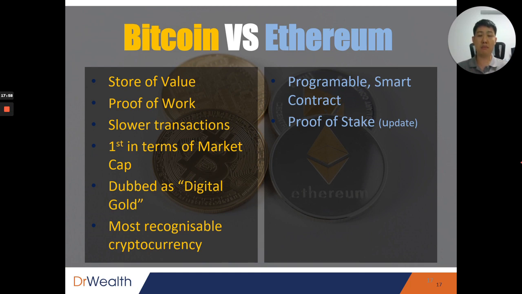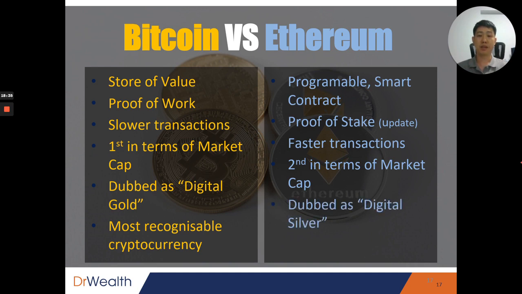So if you would like to find out more about the difference between proof of work and proof of stake, do share with me in the comments below and let us know, so that I will work on another video to share with you the difference between proof of work and proof of stake. As Ethereum is programmed and being upgraded, transactions are definitely going to be faster compared to Bitcoin. They are still number 2 in market cap, and after Bitcoin, usually the next cryptocurrency that people will buy is Ethereum. Therefore, they are dubbed as digital silver, and are the second most recognizable cryptocurrency out there right now.